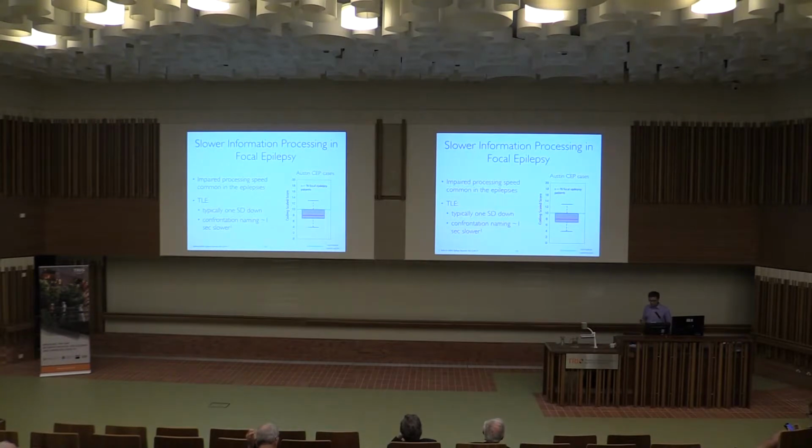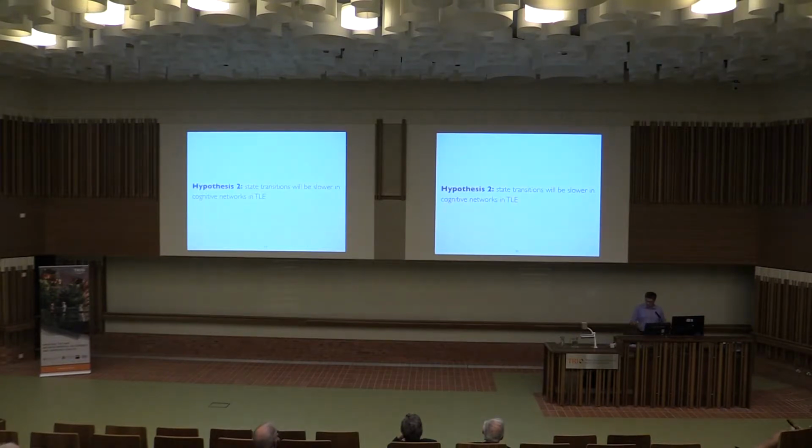Firstly, processing speed is frequently impaired in epilepsy, with performances falling approximately a standard deviation below normative expectations. This is shown in the figure here on the right, using the coding subtest from the Wechsler scales from patients in the comprehensive epilepsy program at Austin Health. And it's also been observed that in confrontation naming, the responses of focal epilepsy patients can be up to a second slower than those observed in healthy controls. Given these observations, this leads to our second hypothesis: that the engagement of a given cognitive network will be slower in focal epilepsy patients relative to controls.